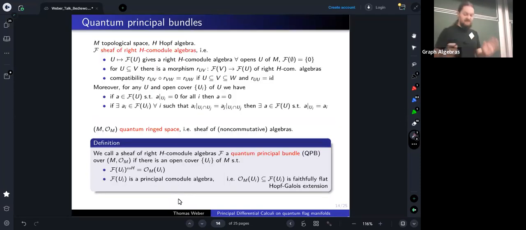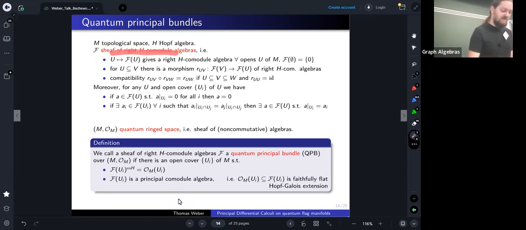So this now finishes the first part, which was the affine part. Now let's go to sheaves. As we have seen, it might be good to have a similar framework also on the level of sheaves, because in some cases the global sections don't have all the information that we need. So just very briefly, what is a sheaf of comodule algebras? Take a classical topological space M and a Hopf algebra H. Then we say that F is a sheaf of right H-comodule algebras if all of those properties are satisfied.